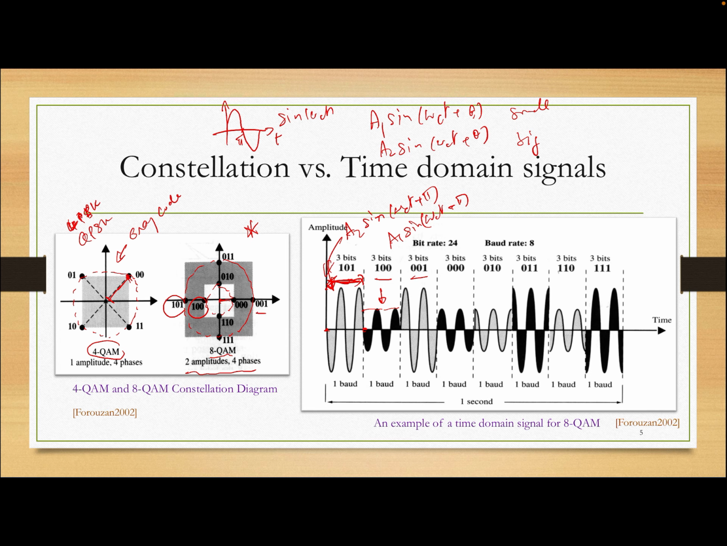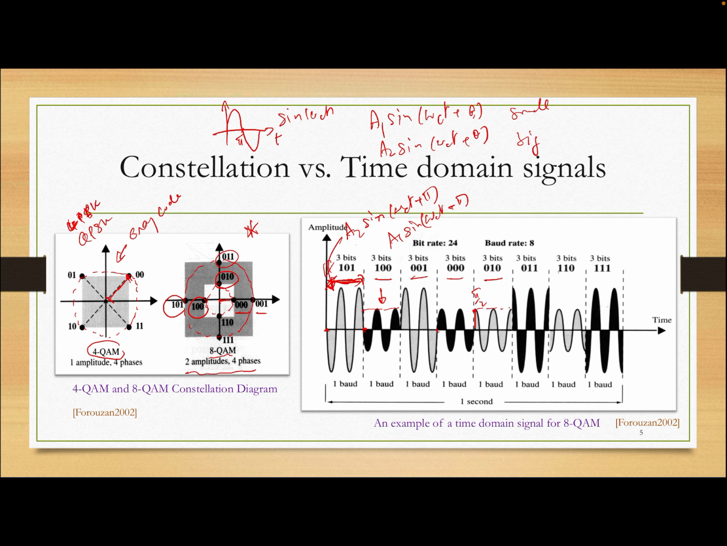So this is the waveform. Okay, and 001, what is 001? It is this one. 001 is high amplitude and phase 0. 000 is low amplitude and phase 0. 010 is low amplitude and phase pi over 2.